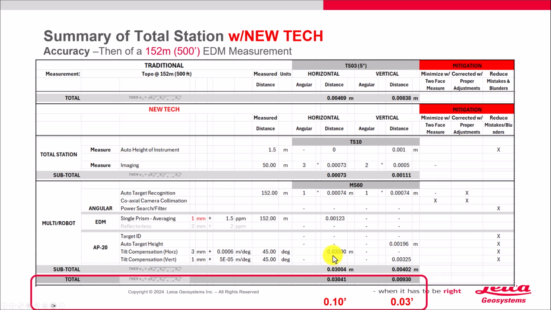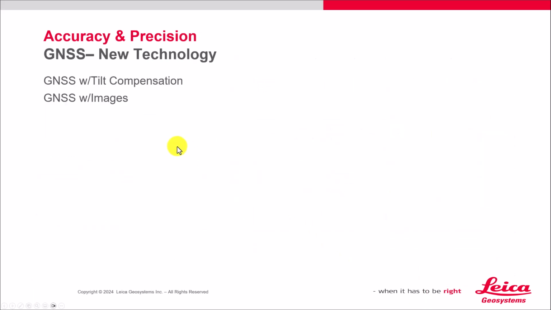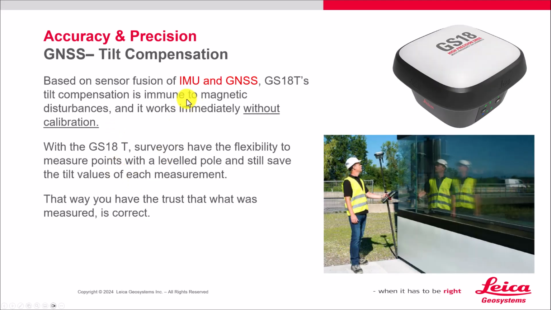It doesn't mean it's going to come out that way when we really do it. We have the same functionality in the GNSS equipment, so tilt compensation and images. This is based on a fusion of the IMU and GNSS, where the one previously was using the robotic portion of the instrument plus the IMU in the AP20. An example of this is the GS18T for tilt.